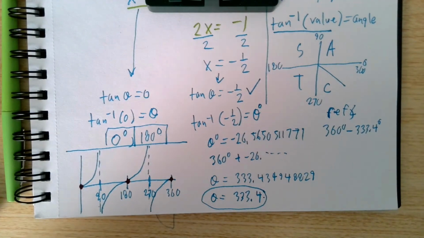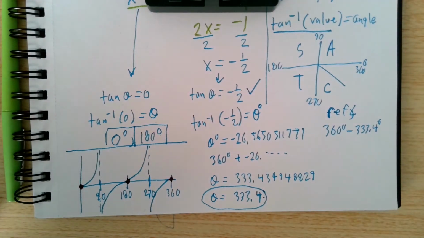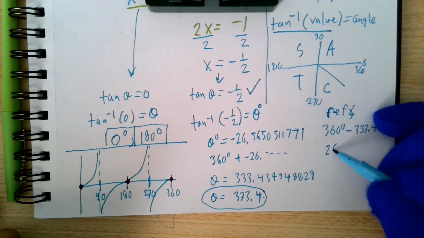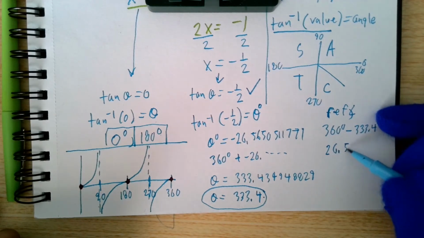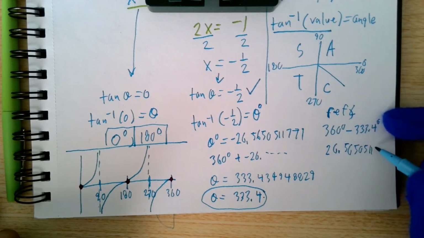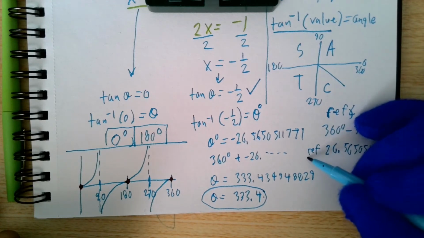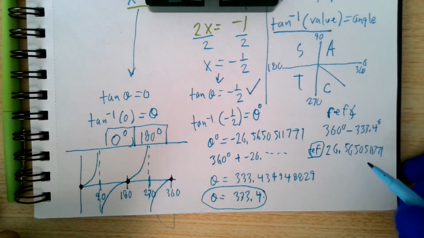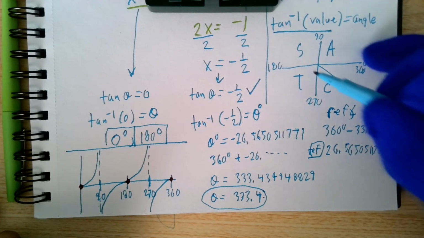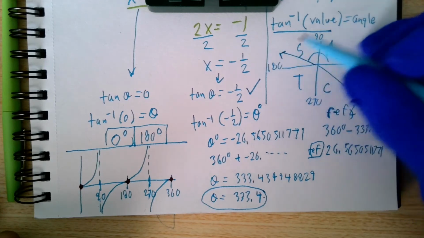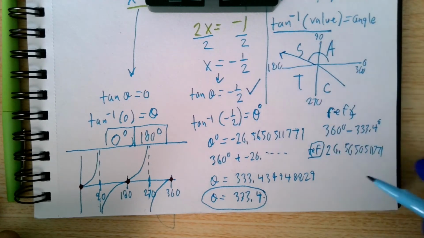Plug that into my calculator. I'm going to do minus 360. In my calculator, I did not round. I wanted to keep it at that length. So it's going to be 26.56505117771. And this is my reference angle. Very clear: my reference angle is not the answer. It's just what I'm using to find my other angle here, right? My other angle here, which is also going to have a tangent that's equal to negative 1/2.